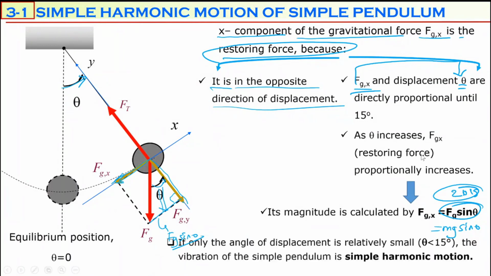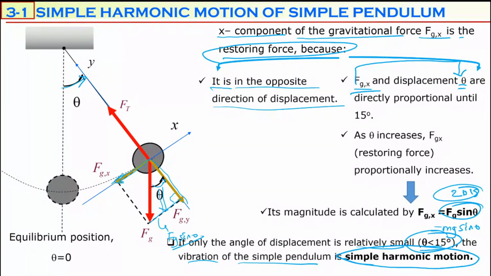So, if only the angle of the displacement is relatively small, less than 15 degrees, the vibration of a simple pendulum is simple harmonic. Can we say the same thing for a trapeze acrobat? Yes. For a swinging trapeze acrobat, if the angle of displacement is less than 15 degrees, that vibration is also simple harmonic motion. Okay, questions?